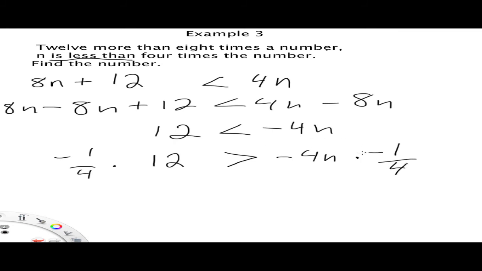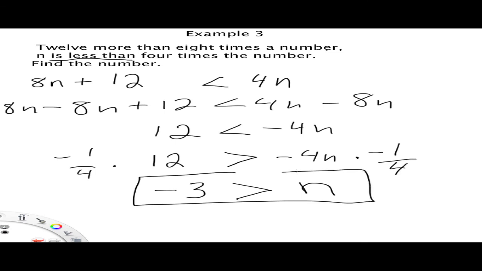A negative times a negative is a positive, and 4 goes into 4 one time, so I'm left with n. And negative 1/4, well, 4 goes into 12 3 times, a negative times a positive is a negative, and I get indeed that negative 3 is greater than n. So here's my solution to number 3. Be careful as you read through these, decode it, make sure you've got it right and that it makes sense when you write your problem.